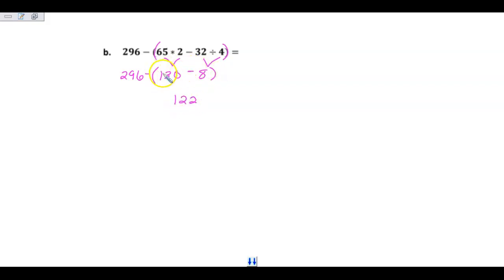And because I have now simplified it all down to one answer inside the grouping symbol, I no longer need these grouping symbols. They are done. Okay, so I'm going to bring down my 296 and my subtraction. So now we have 296 minus 122, and that's going to give us 174. Remember, the only time you can do 2 operations at the same time or in the same level is if they are separated by a lower level operation, like addition or subtraction.